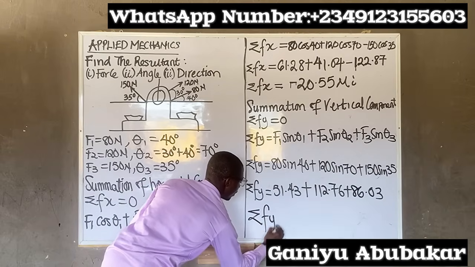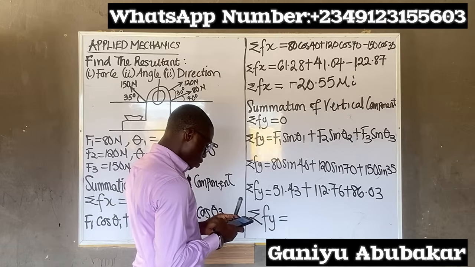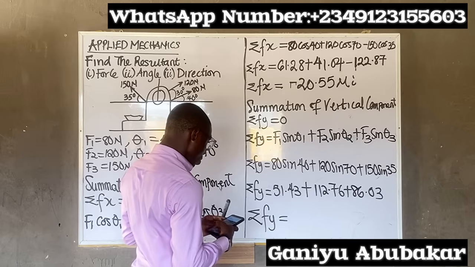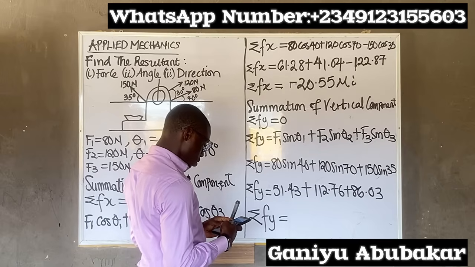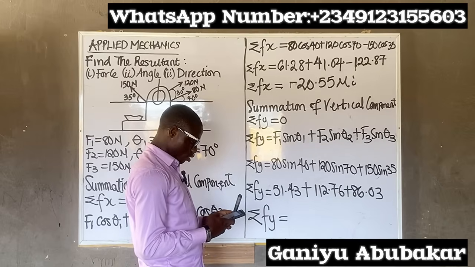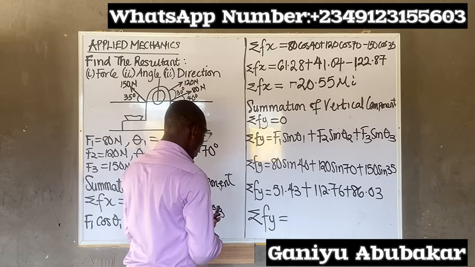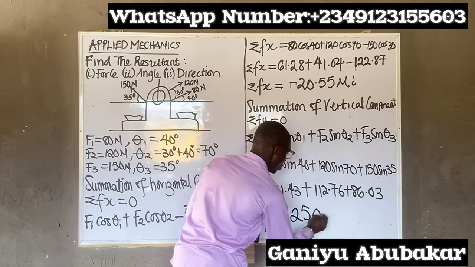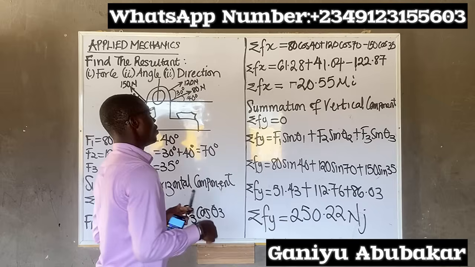Summation of f of y will be equal in value to, that gives you 51.43 plus 112.76 plus 86.03. That gives you in total 250.22 Newton J.